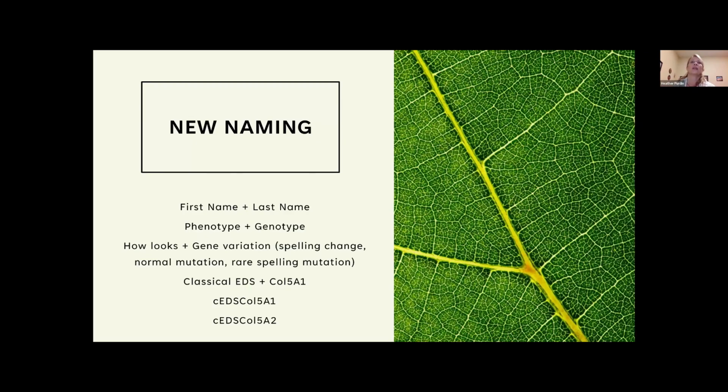So currently, classical EDS, in the example here, has the COL5A1 and the COL5A2 type genes. So we're going to see it called cEDS COL5A1 or cEDS COL5A2. And they're expecting that there might be many, many different genes that could make up the hypermobile type, which is the most common type of Ehlers-Danlos syndrome.